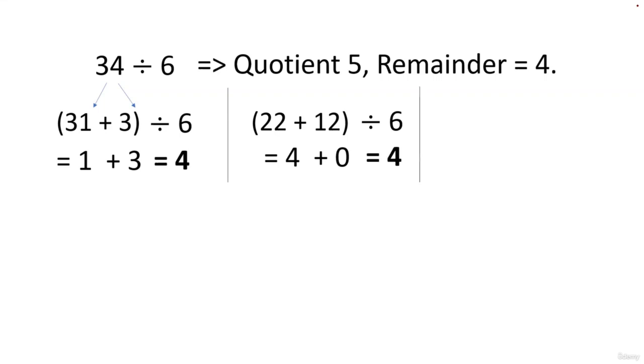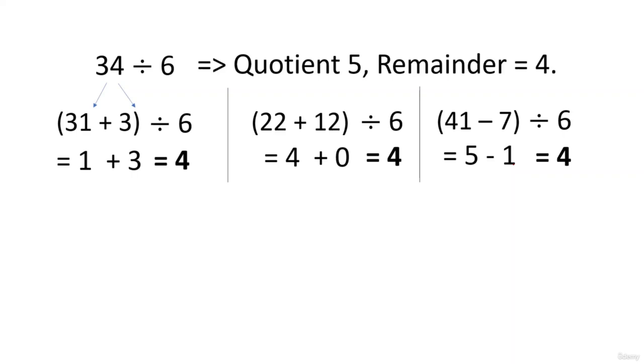Now suppose I write 34 as 41 minus 7. Now what will be the remainder of 41 with 6? The remainder of 41 will be 5, and the remainder of 7 with 6 will be 1. Again 5 minus 1 is nothing but 4, right? So what did we observe? When we split the number as the sum of two numbers, or as the difference of two numbers, the remainder also can be written as the sum or the difference of the remainders, right?